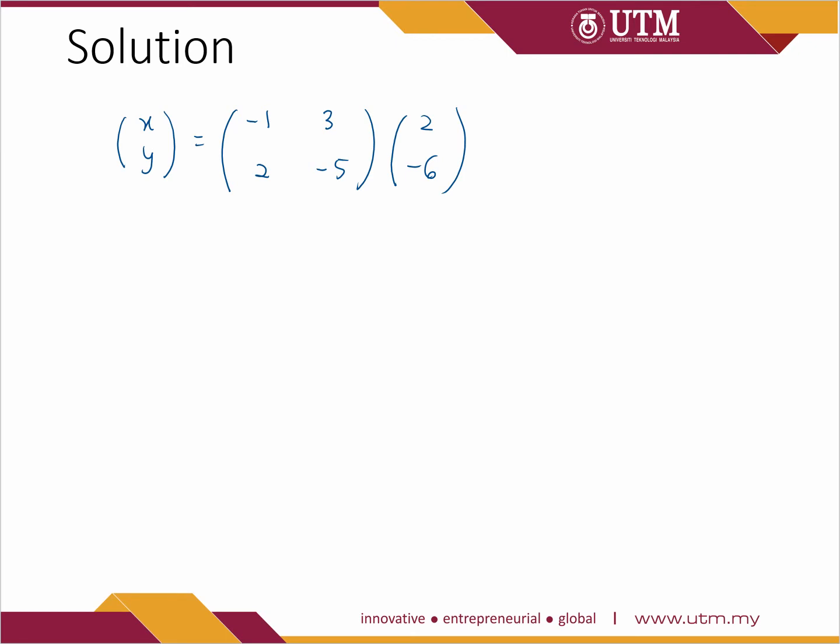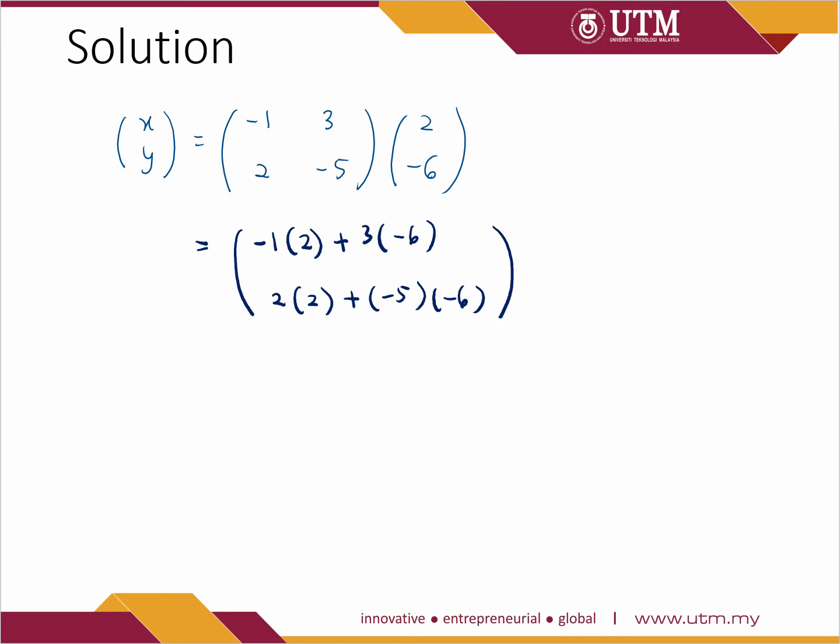So I just rewrite the previous solution into a new slide. So the next step is that we multiply these two matrices. So we have negative 1 times 2 plus 3 times negative 6, and 2 times 2 plus negative 5 times negative 6.